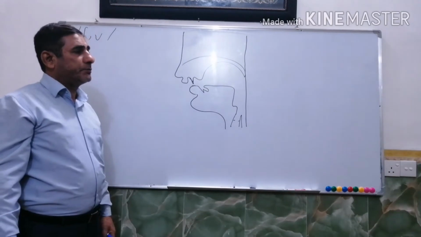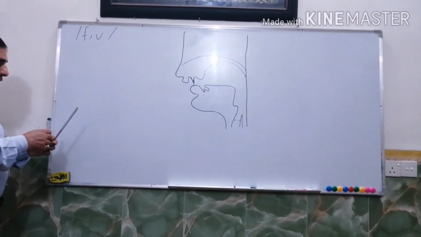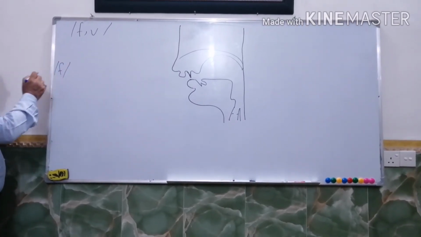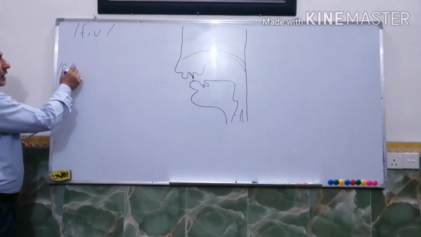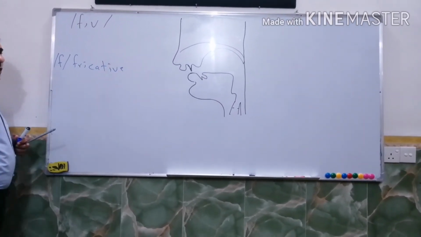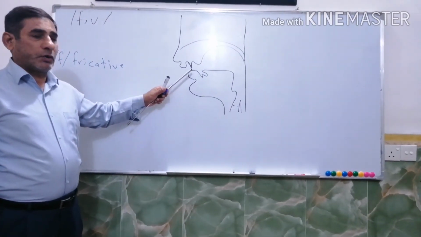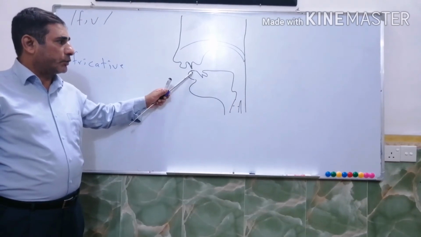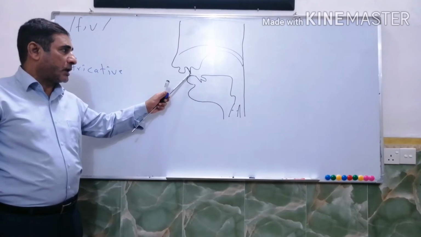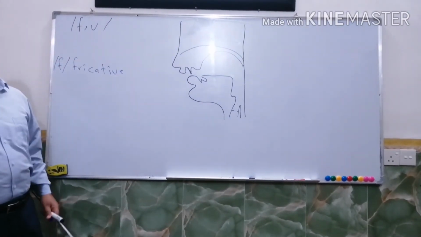Now, how do we describe these two phonemes? To describe them, we say that /f/ is fricative. Why? Of course, you know that in all fricatives there is always a narrowing, and when the breath passes through this narrowing, it passes with friction. Therefore, we say that /f/ is a fricative.